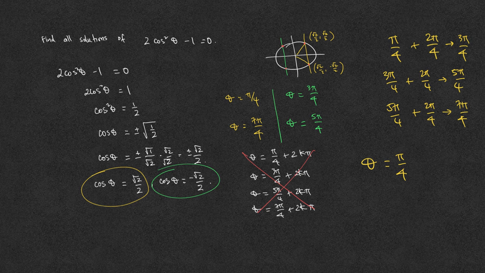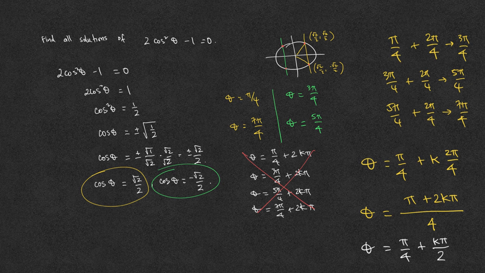In an expression that means theta equals pi over 4 plus k times 2 pi over 4. So the general solution is pi plus 2k pi, the entire expression over 4. This can also be expressed as pi over 4 plus k pi over 2.